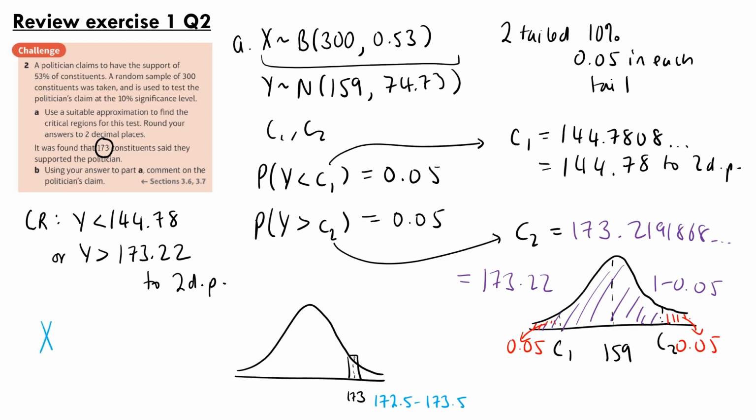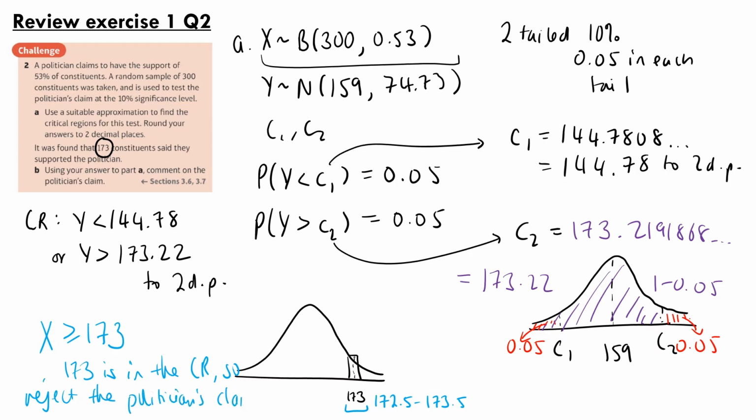So the critical value in terms of x, the binomial variable, is actually x is greater than or equal to 173, because 173.22 is within the range of 173 when we apply the continuity correction. So 173 is in the critical region, so we can reject the politician's claim. At the 10% significance level, there is actually enough evidence to suggest that the politician has the support of more constituents than they claim, which is probably quite rare in reality. But there we go.